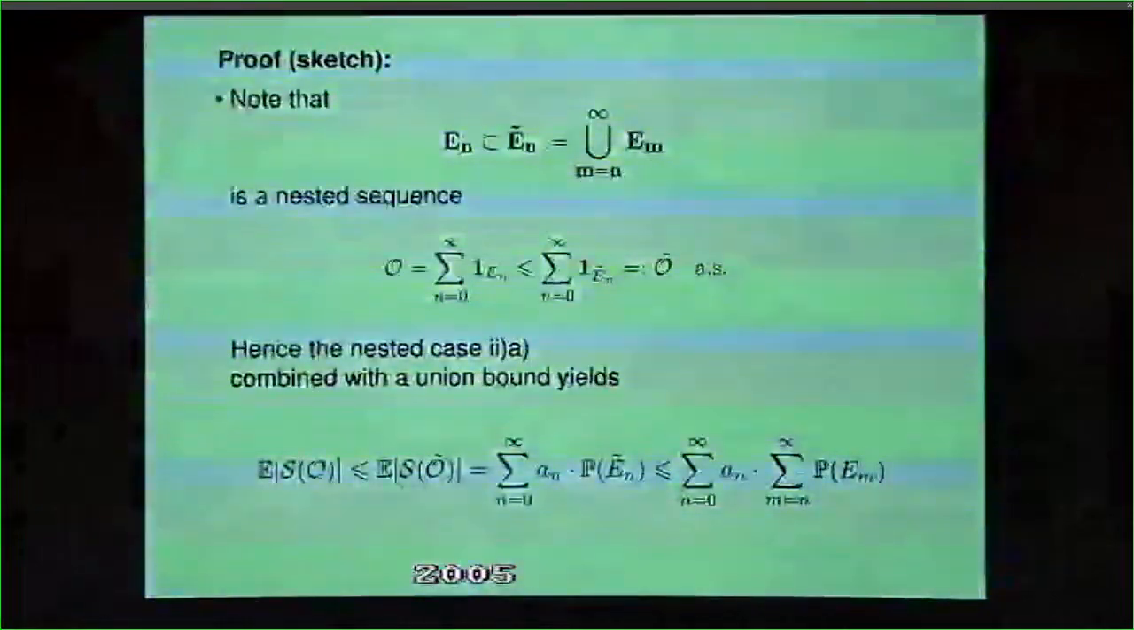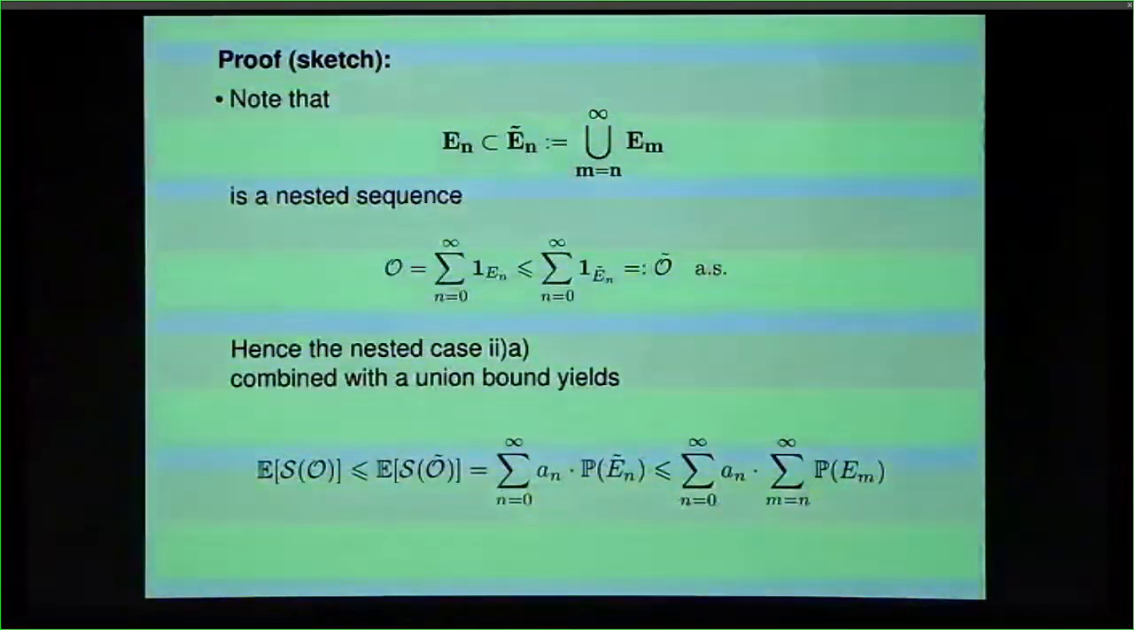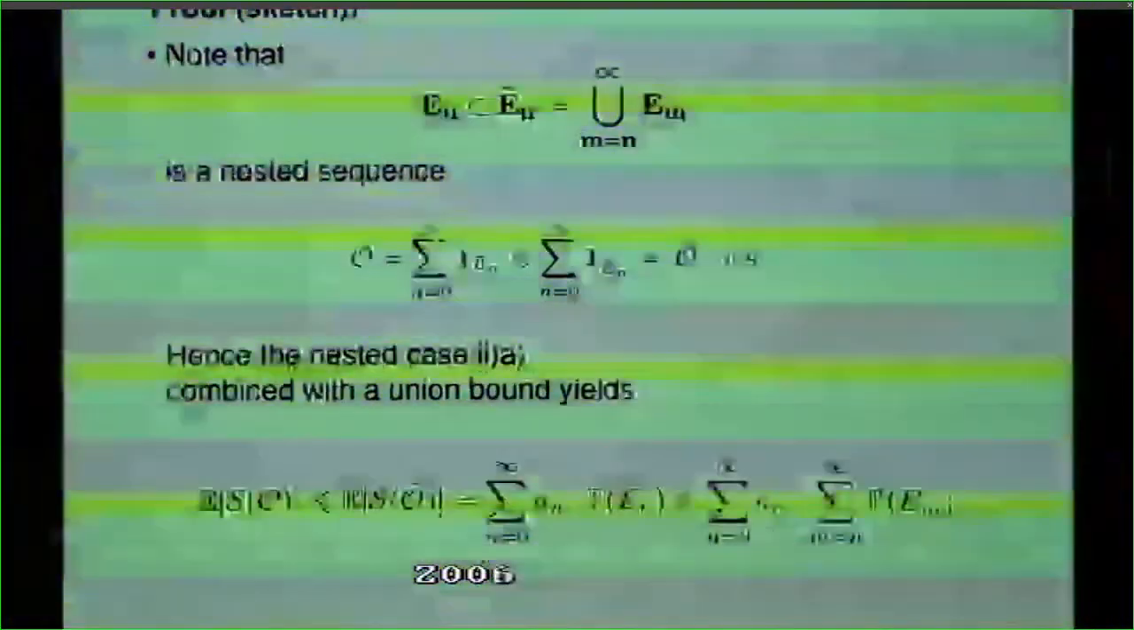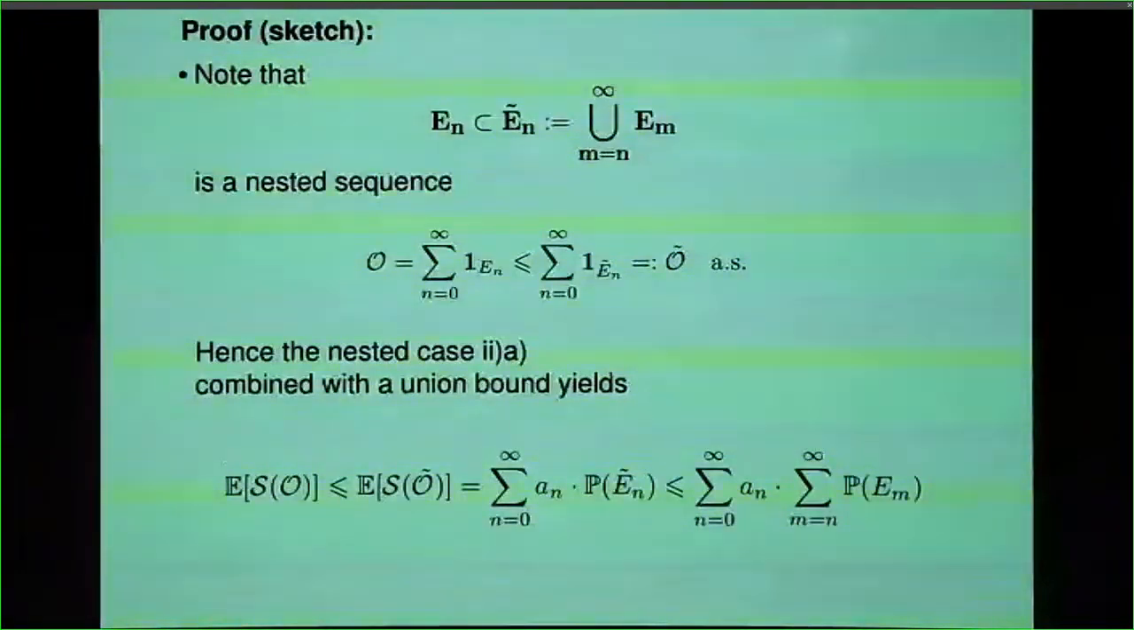Right, the proof is also very easy. This is it, nothing more. Our ENs are included in the union here, and these are once again nested. So the ONs are less or equal than the O tildes. Everything is positive, so these functions are monotone. You can estimate it by the expectation of S of O tilde. Here we have the probability of S, this is our previous result. And here we have just a union bound. So we estimate the probability of this by the sum of them. So it's disappointingly simple, but it's useful.